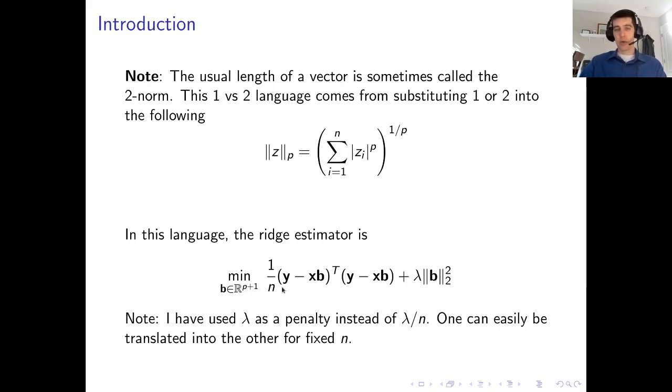So using 1 and 2 norms, the ridge estimator is: you minimize the mean squared error, and then you add a squared 2 norm penalty. This is the squared length of b, assessed using the usual Euclidean norm, i.e., the 2 norm that we saw. And just to introduce a little bit of extra confusion, I've written this here without the penalty being lambda over n, just wrapping the n into the lambda. I mentioned this when I introduced ridge regression, but this is another way to write it.